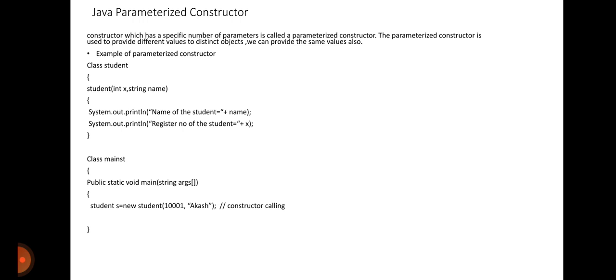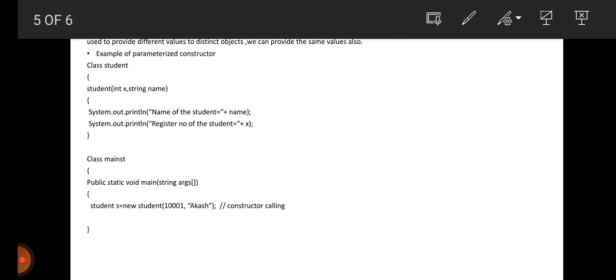while creating an object, here the class Main is the main function class. Student s is the object of the class, that is, an instance of the class Student. New is the operator for allocating memory to the object. When I pass data to the constructor, here 10001 and Akash are the values for the parameters. While creating the object, the control will be transferred to the constructor. So 10001 is assigned to x, and Akash is assigned to name in the constructor. That's all.